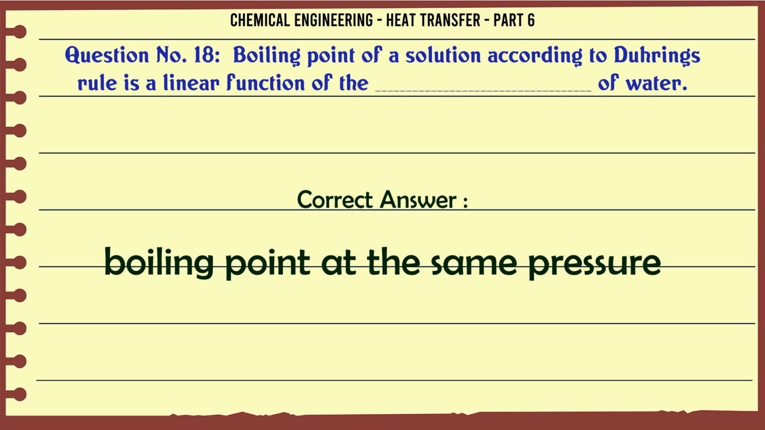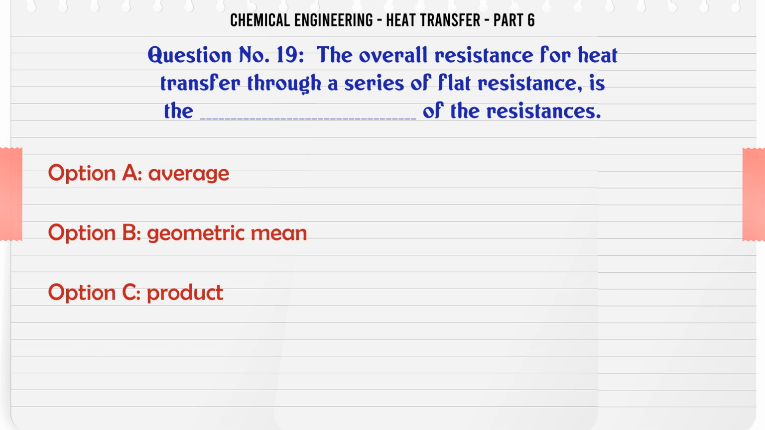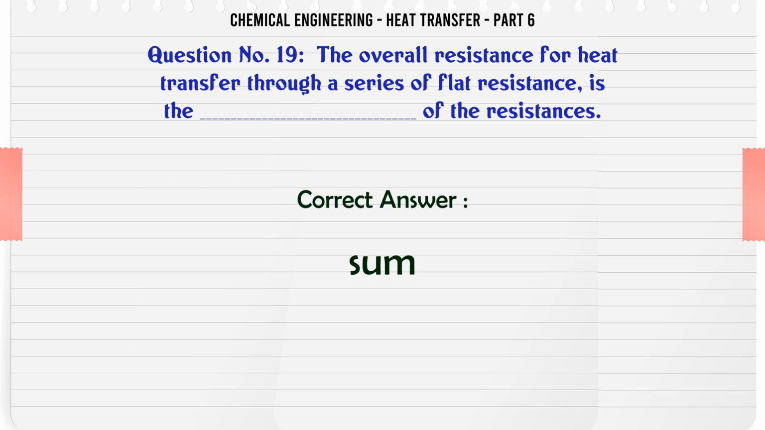The correct answer is boiling point at the same pressure. The overall resistance for heat transfer through a series of flat resistances is the of the resistances. A average, B geometric mean, C product, D sum. The correct answer is sum.